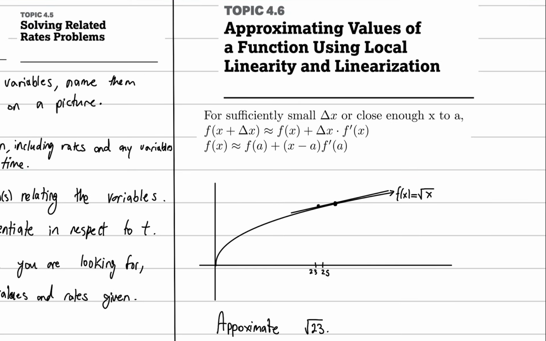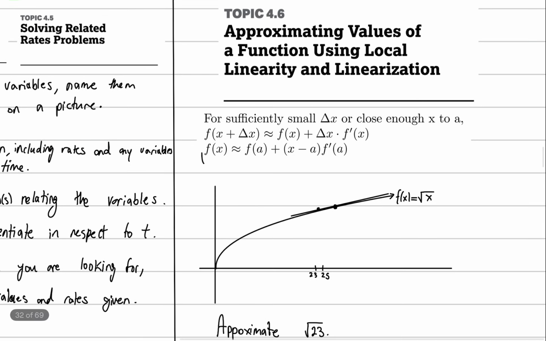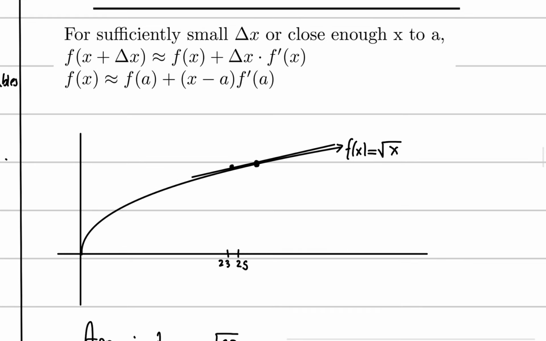Topic 4.6, approximating values of a function using local linearity and linearization. We can approximate any function value at a point by using a linear approximation. The formula you might want to remember for MCQs is this, and if you don't want to memorize it, I'll show you how to get it. These are the same thing. f of a is here, but it's saying delta x has to be very close to 0, or a has to be very close to x. I'll show you what I'm actually doing here.